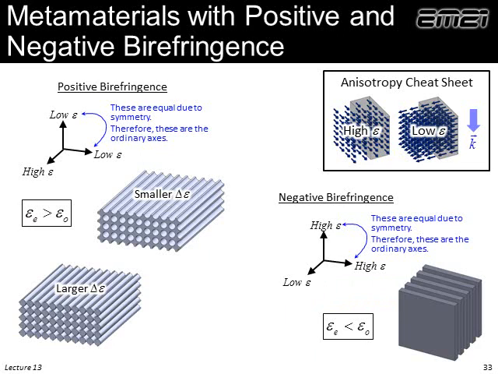So thinking along these lines, we really can just intuitively sculpt some kind of structure to give us whatever type of anisotropy we want. And then we can go back to our electromagnetic models to refine the dimensions to maximize or minimize whatever we're looking to do.